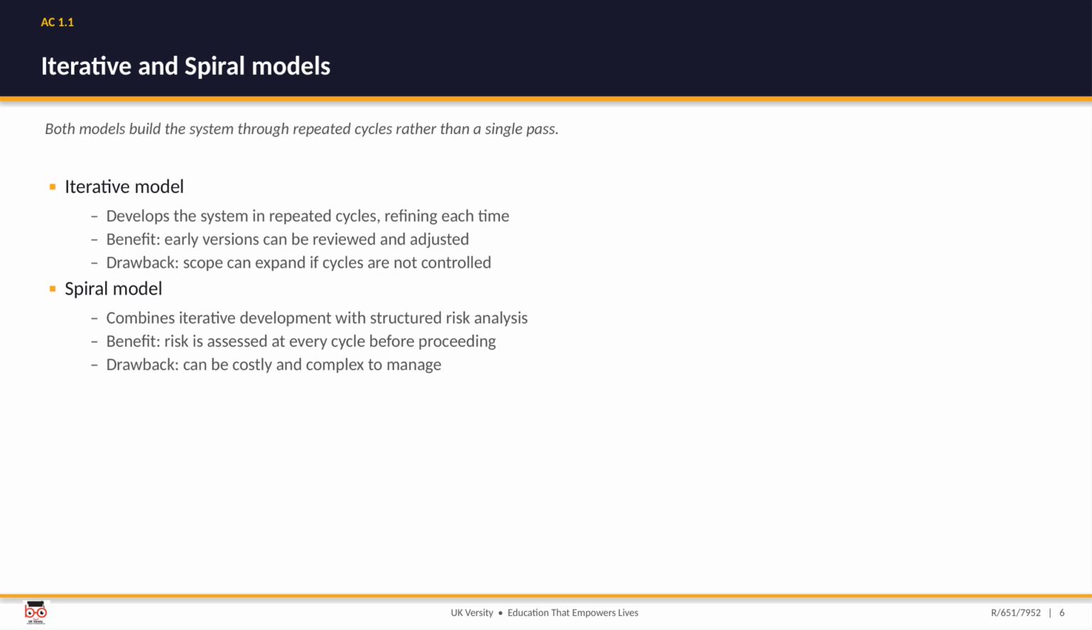Iterative and spiral models take a different stance, building the system through repeated cycles rather than one single pass. With an iterative approach, you develop a version, review it, and refine it again and again, so early versions can be adjusted, though the scope can balloon if those cycles are not kept under control. The spiral model adds a structured risk analysis to each loop, so before you commit to the next cycle, you deliberately assess the risks. That is powerful for large or uncertain projects, but it can become costly and complex to manage.